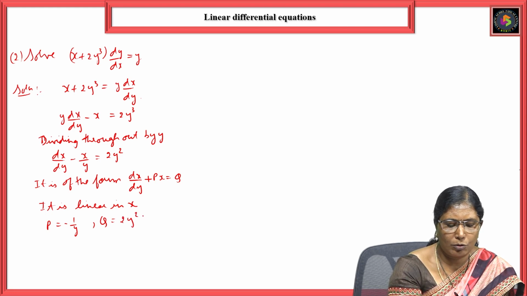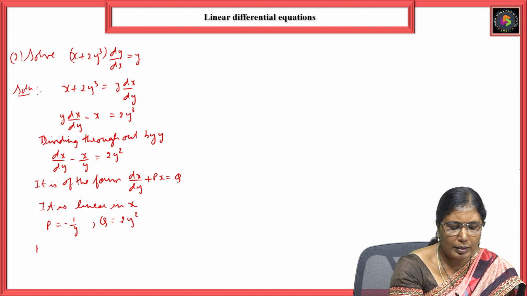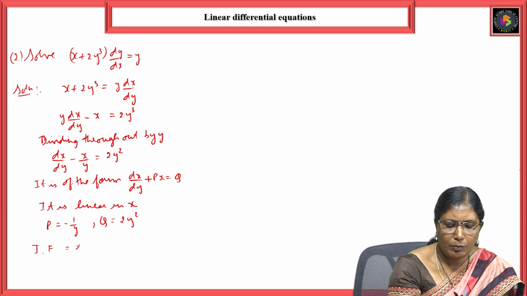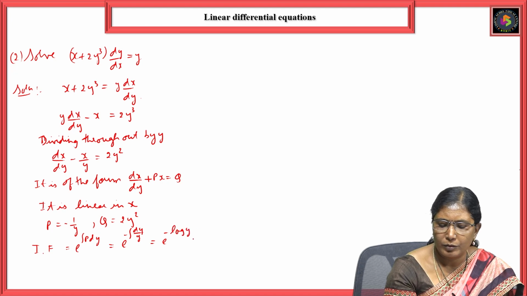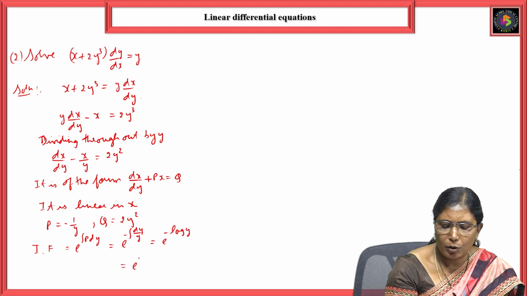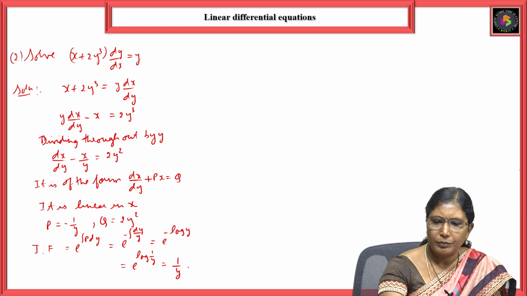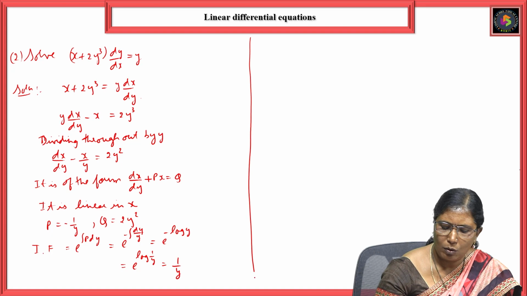So next step is you should find the integrating factor. What is the integrating factor here? e to power of integration p dy. So what do you get? e to power minus dy by y integration. So e to power of minus, what is integration of dy by y? It is nothing but log y. So we can write this as e to power log 1 by y using the laws of log. So e to power of log 1 by y is nothing but 1 by y. So the integrating factor is here 1 by y.